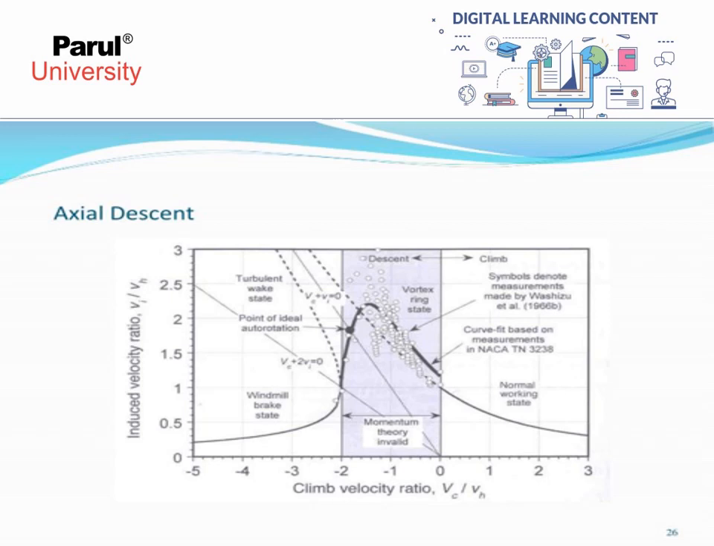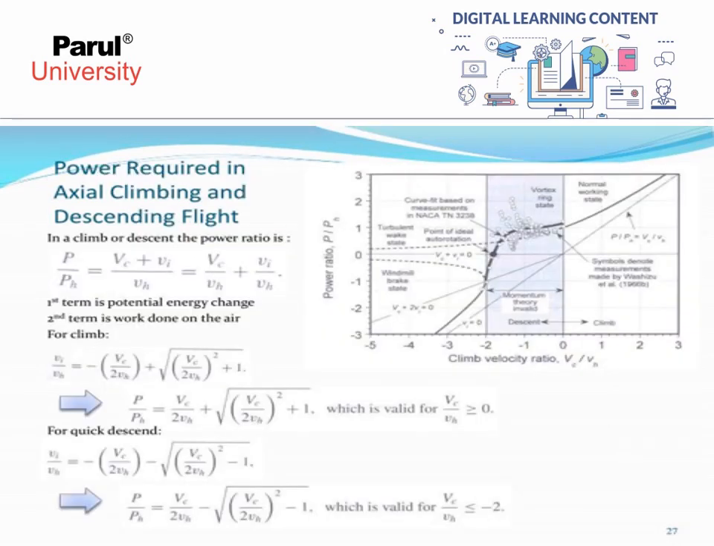Starting from 0 onwards in positive value, it will be normal working condition. From 0 to minus 2, the momentum theory is invalid, and from minus 2 and beyond, the break state fails. Right, now we can go for the next, the axial flight descent. So now, the power required in axial climb and descending flight.